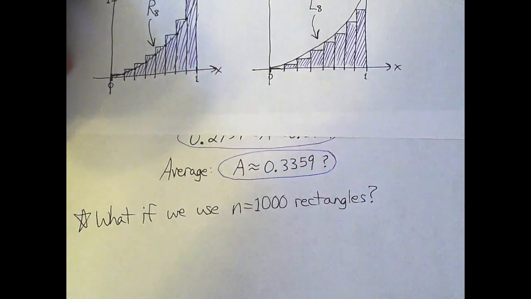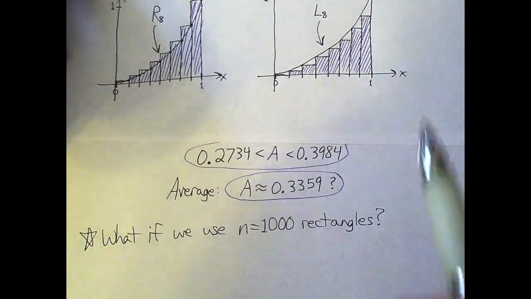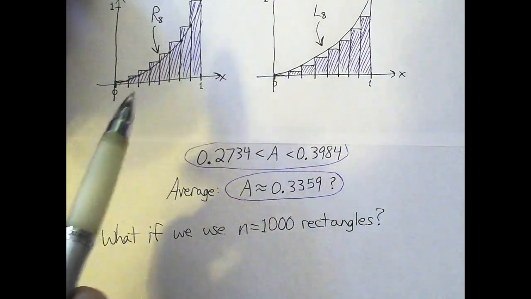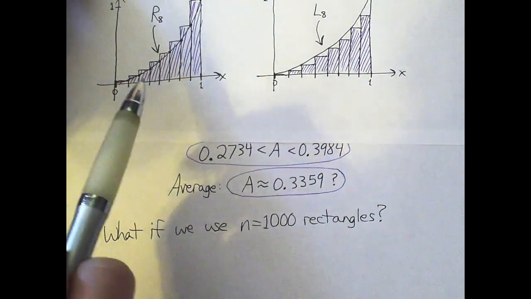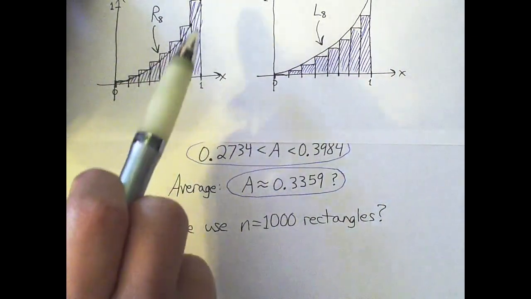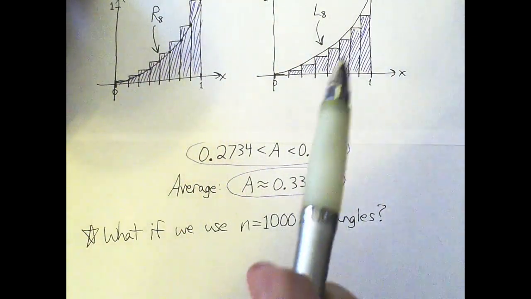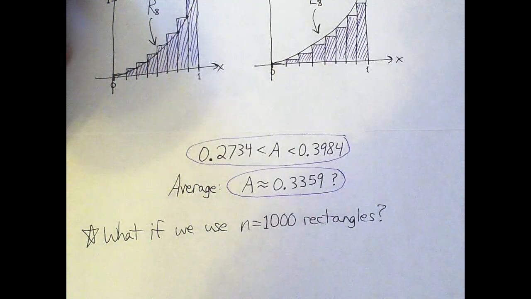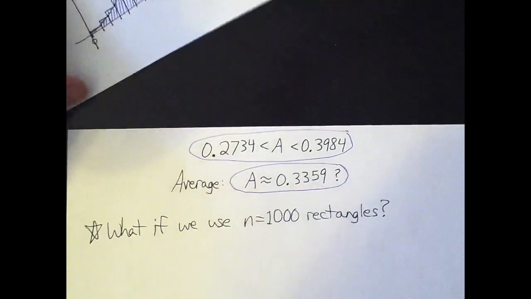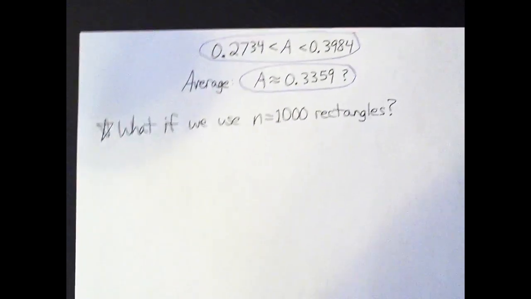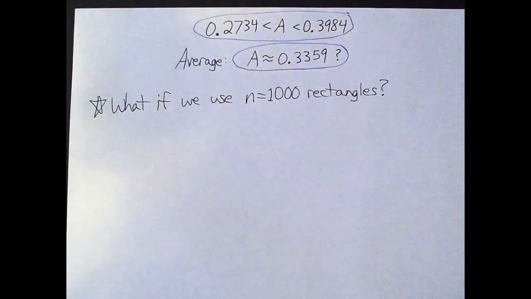Can you look at the L8 and R8 and imagine if there were 1,000 rectangles? They'd be incredibly thin, and there'd be 1,000 of them in this picture, so it would be hard to even draw them. But the tops of the rectangles would line up really, really closely with the curve. It would look almost indistinguishable from the curve, and it would probably get us a really, really good estimate of the area. Maybe we could even do the midpoint rule and do like M1000, and we would get a good approximation there also.